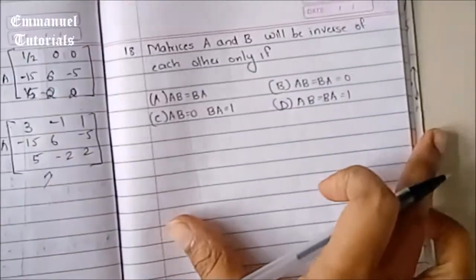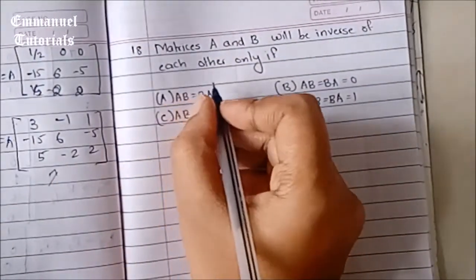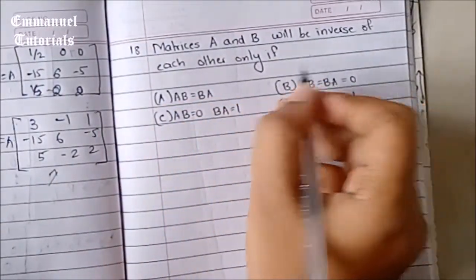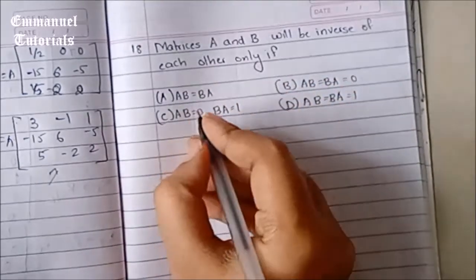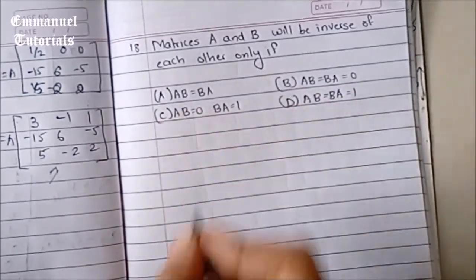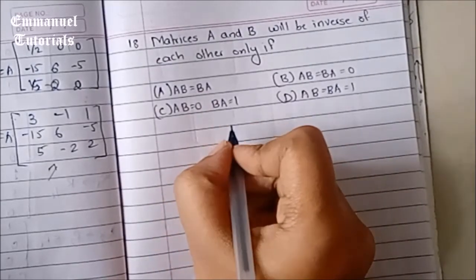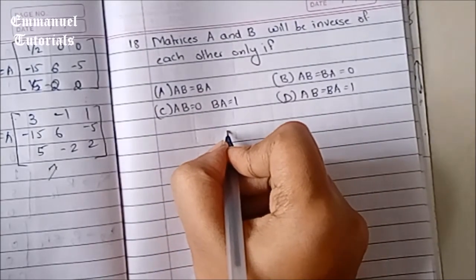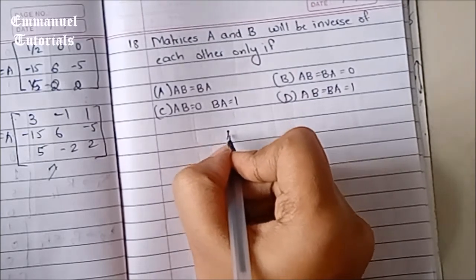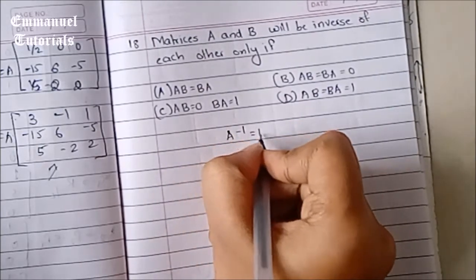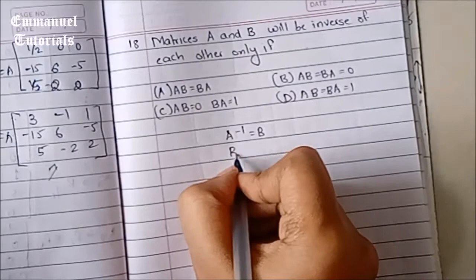Now let's go to the last question, the 18th one. Matrices A and B will be inverse of each other only if, and these options are given, you have to choose one of them. Now we know that A can be inverse of B only if A inverse is equal to B and B inverse is equal to A.